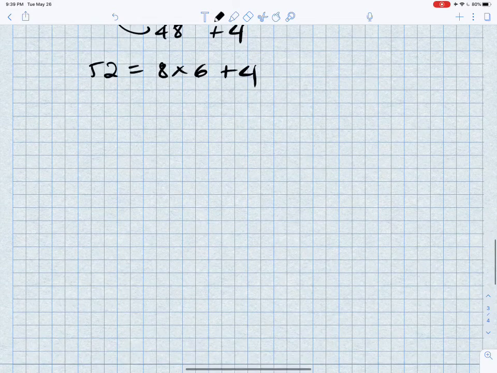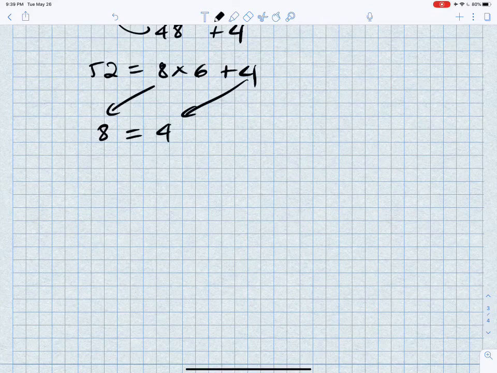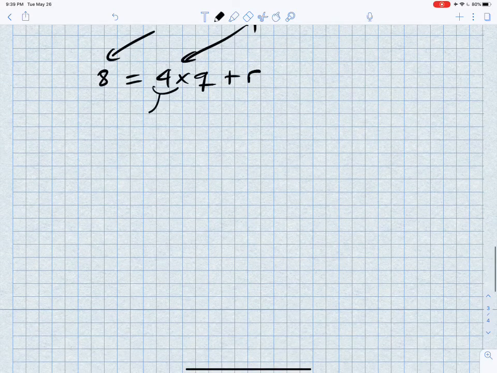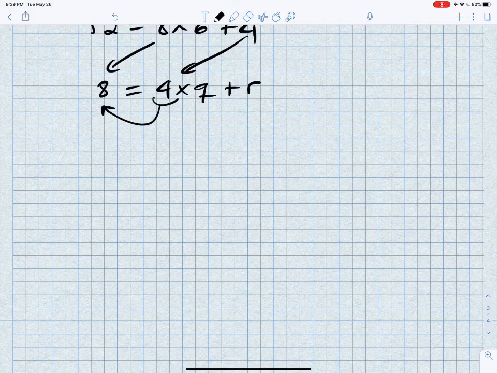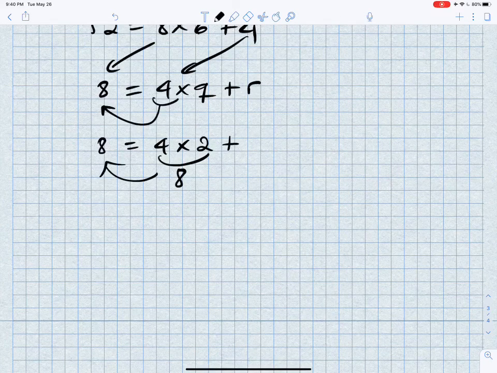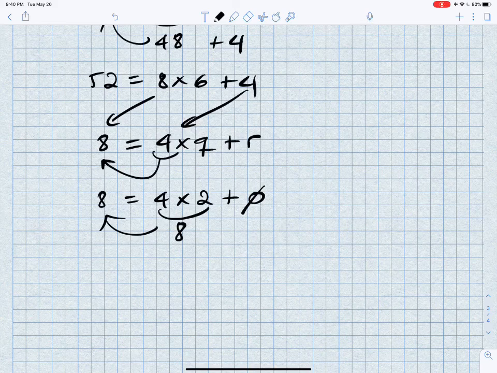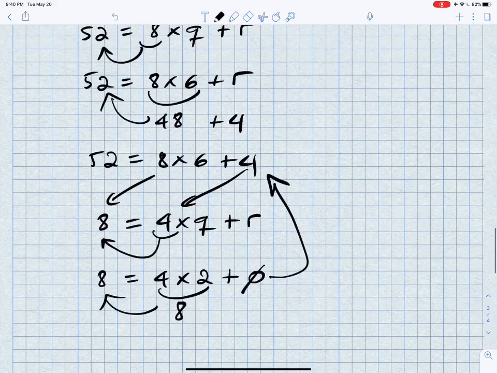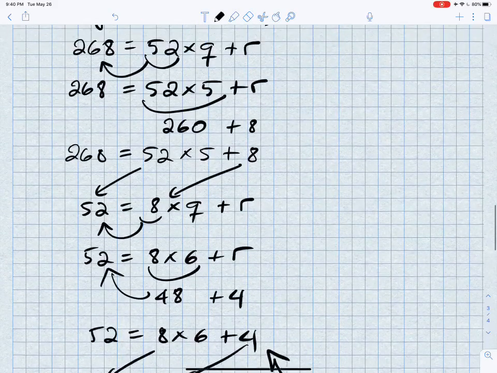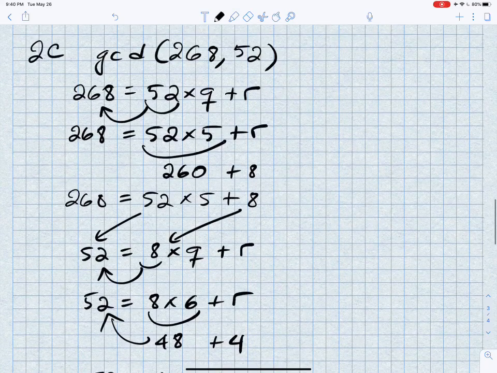And now we repeat the process. We move 8 to the left-hand side, move the remainder to the right-hand side. So 4 times the quotient plus some remainder. So how many times does 4 go into 8? Well, it goes twice. So we have that 8 is equal to 4 times 2 plus some remainder. 4 times 2 is already 8. So how much further do we need to go to reach 8? Well, 0. Once we reach 0, then we look at the previous remainder, which is 4, and that is our GCD. So we have that the greatest common denominator of 268 and 52 is 4.